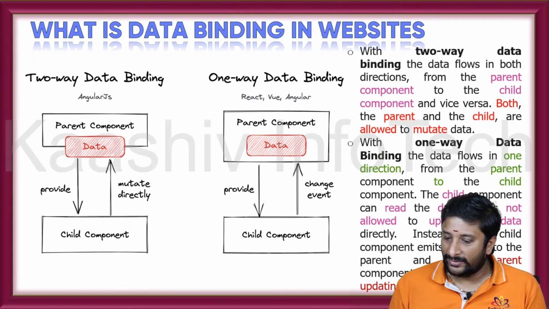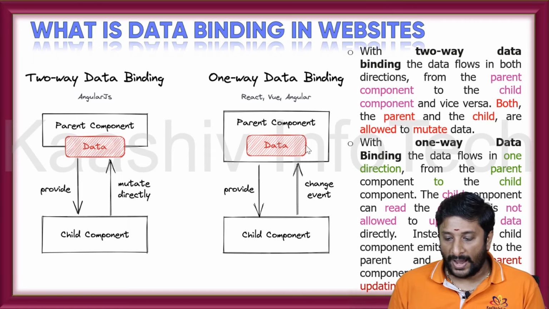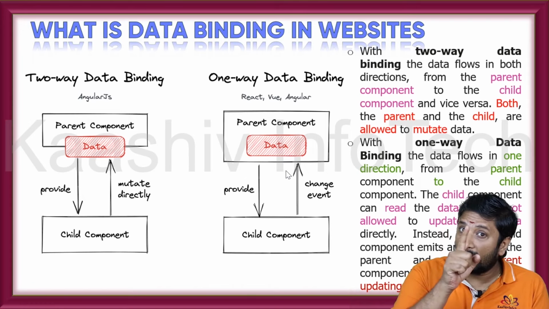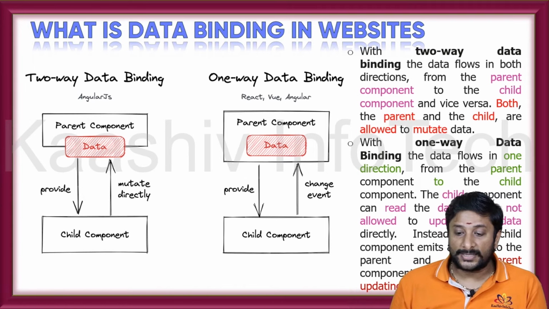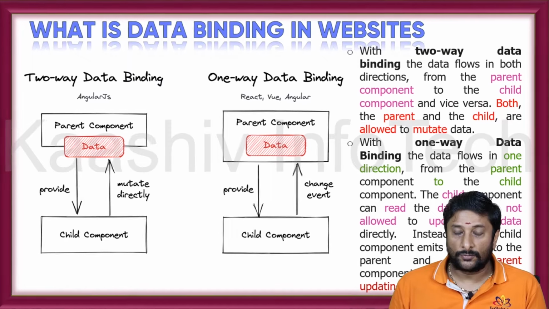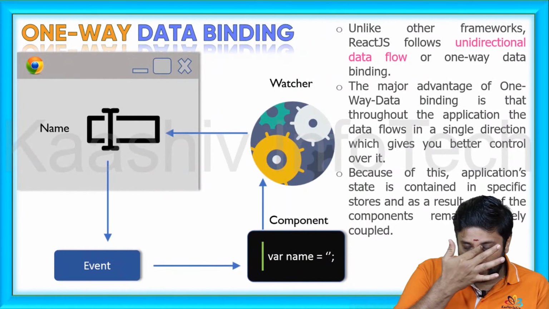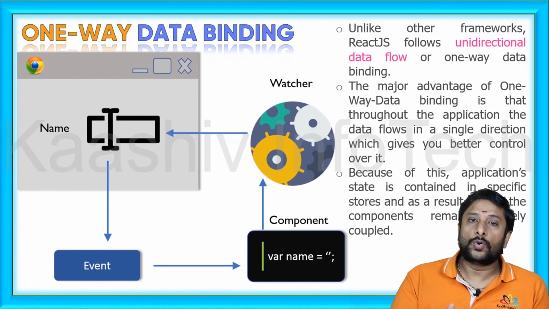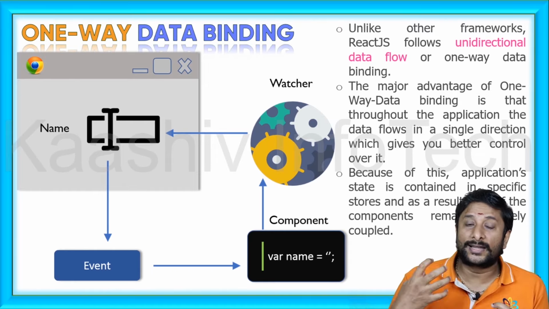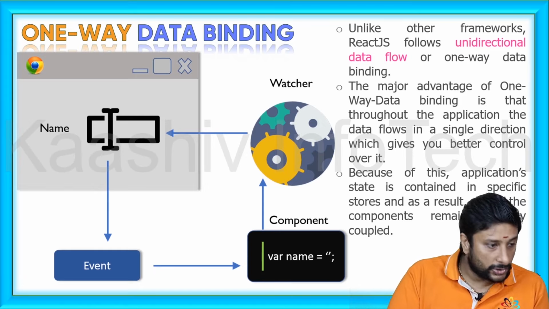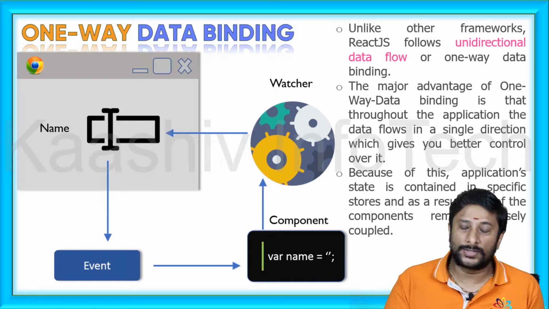The child component can read the data, but is not allowed to update the data directly. Instead, the child component emits an event to the parent, and the parent component is responsible for updating the data. That is called one-way binding, and React.js works with one-way binding. The major advantage of one-way binding is that you are able to control the events, the components, and the data, which one I need to get and which I should not get. There is clear control with one-way binding. That's why React is using one-way binding.